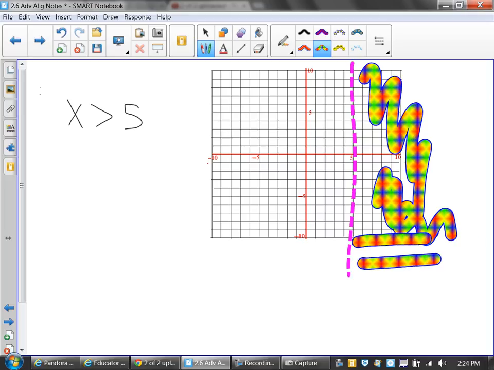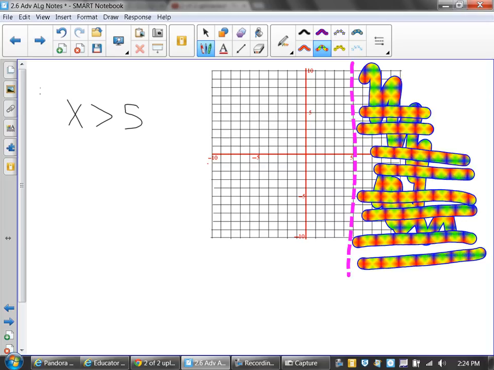Isn't it like these type of problems is just one giant block line? Yeah. Since there's just one number, where are numbers bigger than 5 on a number line? To the right of it or to the left of it?